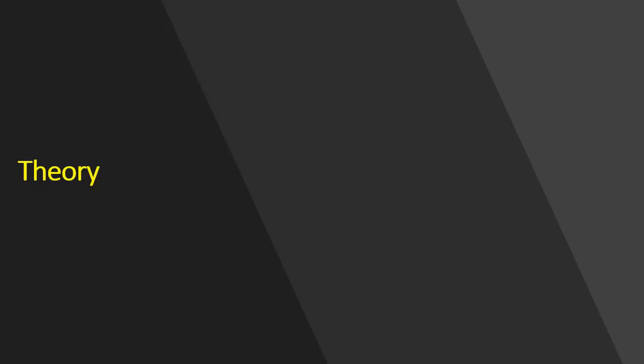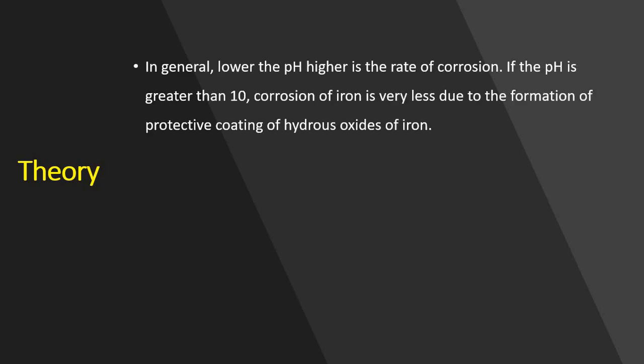We will see the theory behind this practical. In factors affecting rate of corrosion, we are considering the factor that is the pH. What is the effect of pH on rate of corrosion? The rate of corrosion is affected by the increase in pH. In general, lower the pH, higher is the rate of corrosion. If pH is greater than 10, the corrosion of iron is very less due to the formation of a protective coating, and that coating is because of hydrous oxides of iron.